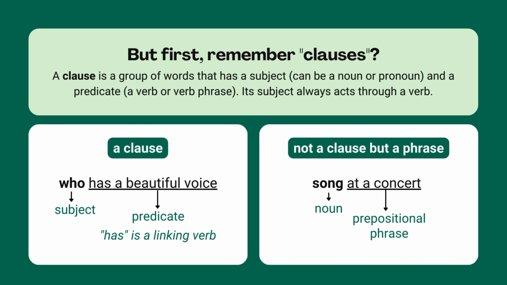A clause. Who, subject, has a beautiful voice. Predicate. Has is a linking verb. Not a clause but a phrase. Song, noun, at a concert, prepositional phrase.